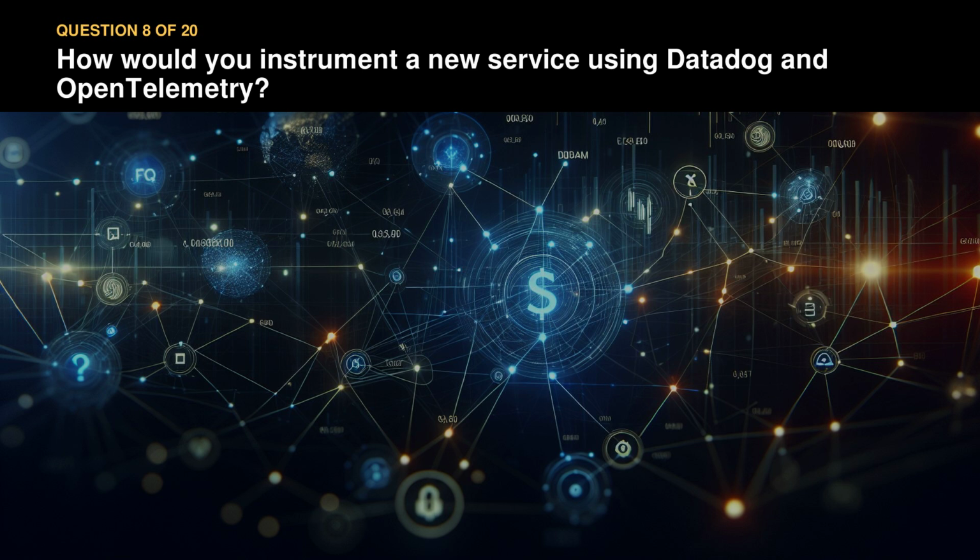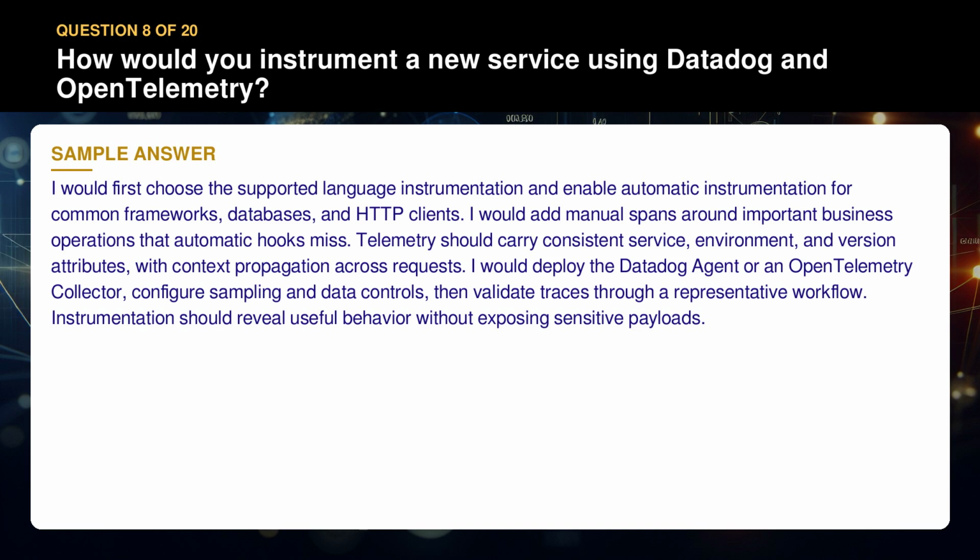Question 8. How would you instrument a new service using Datadog and OpenTelemetry? I would first choose the supported language instrumentation and enable automatic instrumentation for common frameworks, databases, and HTTP clients. I would add manual spans around important business operations that automatic hooks miss. Telemetry should carry consistent service, environment, and version attributes, with context propagation across requests.